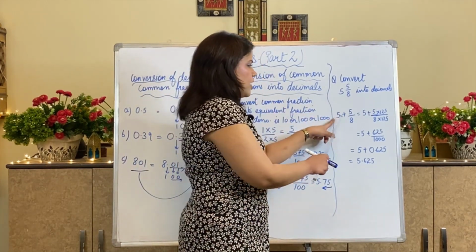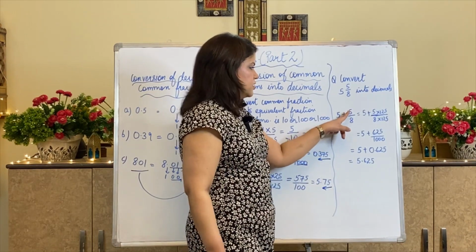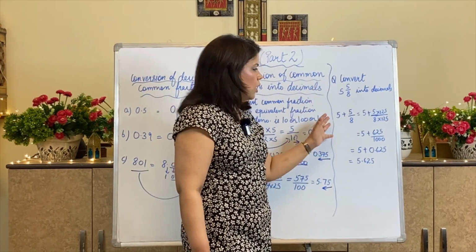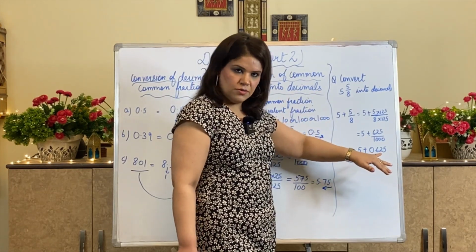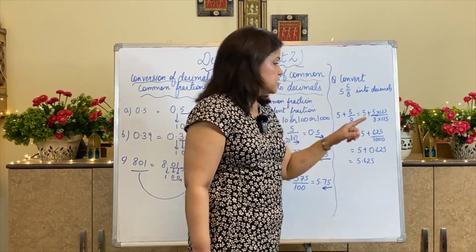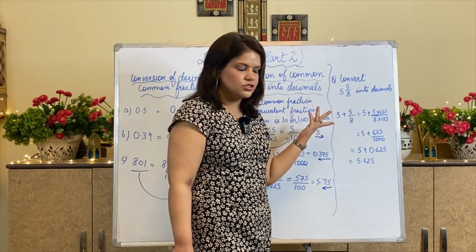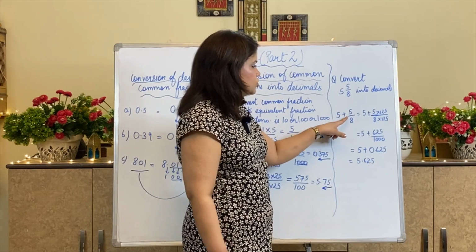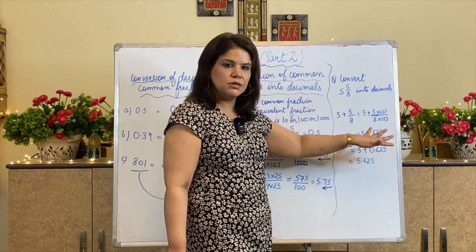Understood? Now 5 I am not touching. I am just touching this part, 5 by 8. And I am converting this into a decimal fraction first, because I need to convert this into decimals. This number, why to touch this? Because this is the whole number. I need the decimal part, so I need to convert this fraction into the decimal part.